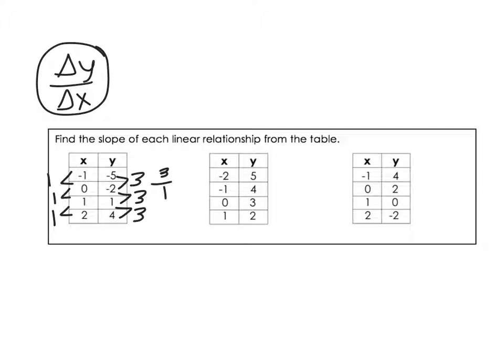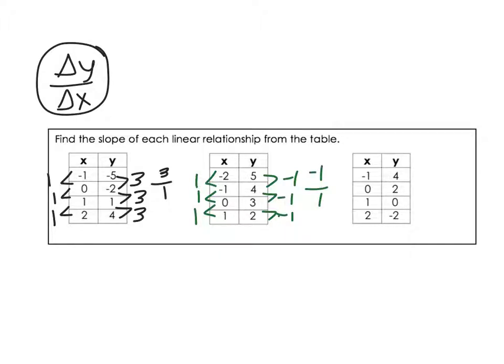If the relationship is linear, the slope will always be the same, or will simplify to always be the same number. Let's do the next table also. The next table is going down by 1, so I'm going to use a negative 1. This one is going up by 1s, so I'm going to use a positive 1. And then we do change in y divided by change in x, so it's negative 1 over 1.